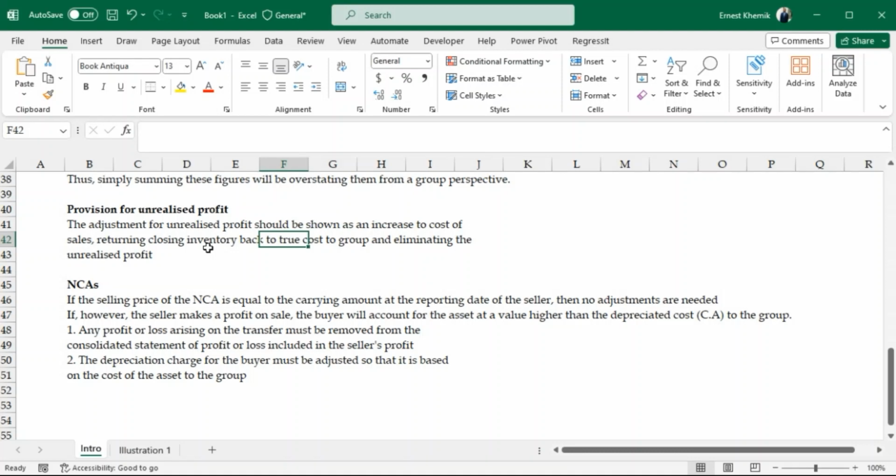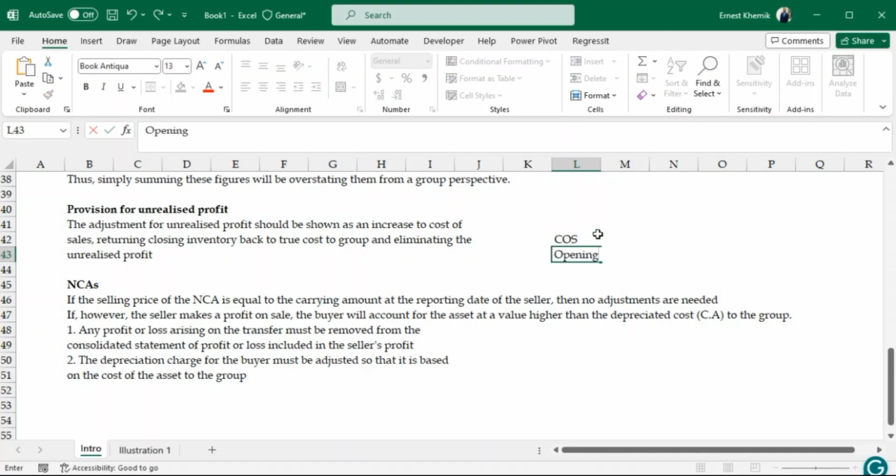What do I mean by that? How do we calculate our cost of sales? So COS is calculated by purchases. We have our opening inventory, then we'll add purchases.